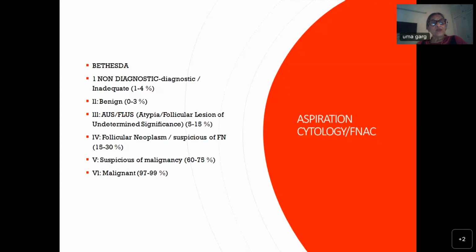Bethesda 4 category is follicular neoplasm or suspicion of follicular neoplasm. Chances of being malignant are 15 to 30%. Then category 5 is suspicious for malignancy, with chances of malignancy 60 to 75%. And the 6th category is malignant, with chances of malignancy 97 to 99%. So now whenever pathologists report and give the Bethesda category, thyroid ultrasound along with Bethesda, taken together, can fairly guide us on what to do next and how to proceed.